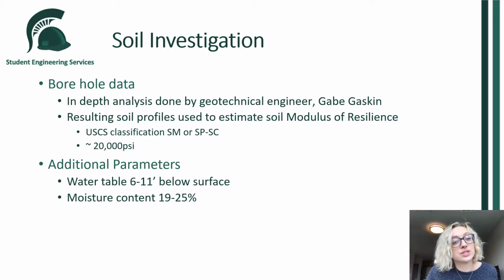So the soil that I was interested in was mainly SM or SP-SC for the SES classification, which told me to use a 20,000 PSI for my modulus of resilience estimation. And then additional parameters I found in the report were where the water table is, depending on the conditions of the Red Cedar, and the general moisture content of the soil.